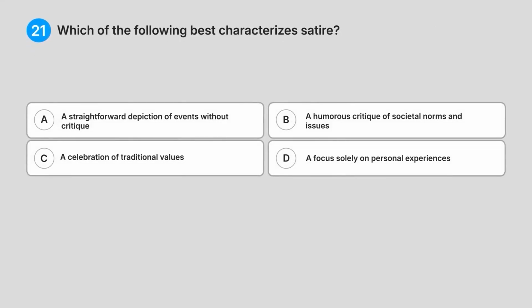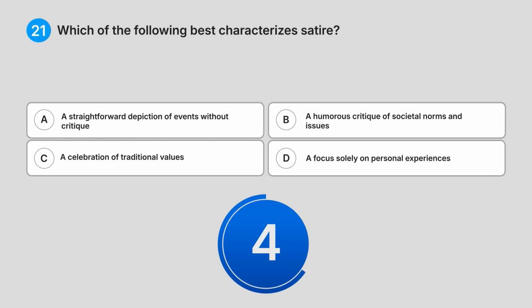21. Which of the following best characterizes satire? A. A straightforward depiction of events without critique. B. A humorous critique of societal norms and issues. C. A celebration of traditional values. D. A focus solely on personal experiences. Do you know the answer?